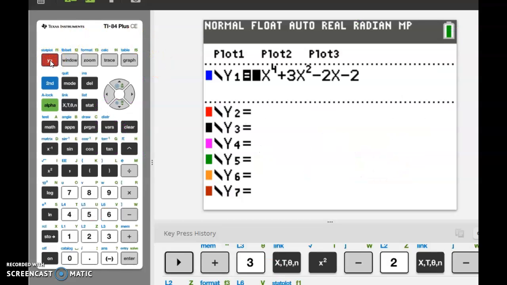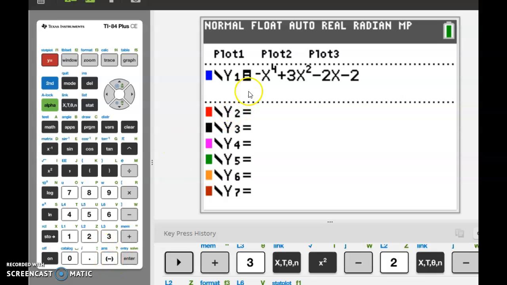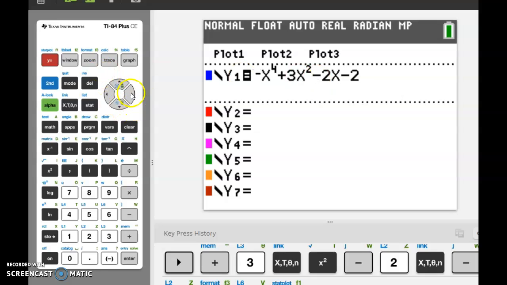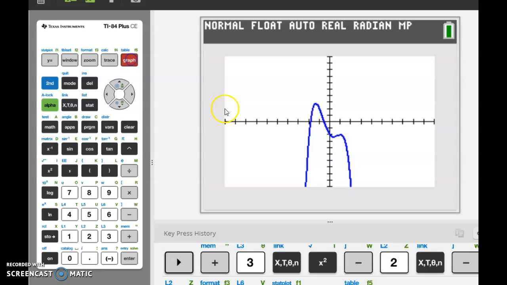By the way, if you mess up anywhere, go to Y equals. Make sure you hit the negative sign when you want the negative. Notice how your calculator doesn't understand the difference between a negative and a minus sign. And then if you go to your graph, you can actually see a better graph than what I drew. You can clearly see it crosses at -2 though.